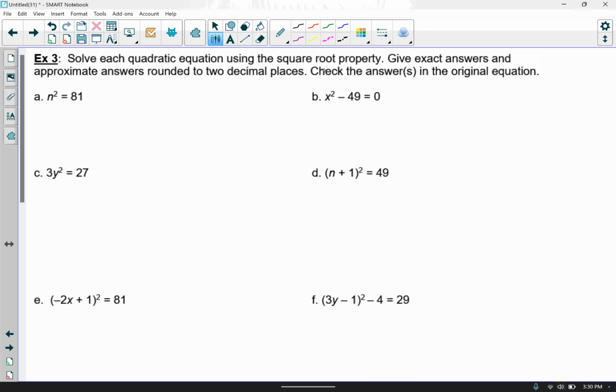All right, so in letter B here, if I want to solve for x, I'm going to get letters on one side, numbers on the other. So I'm going to take 49 over.